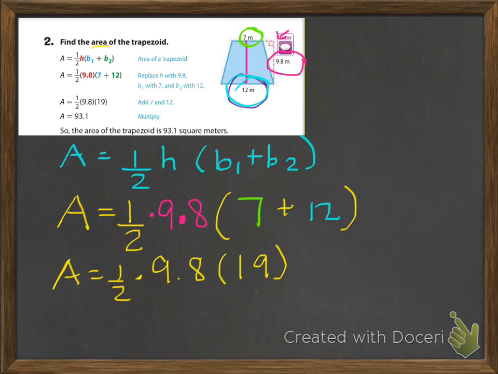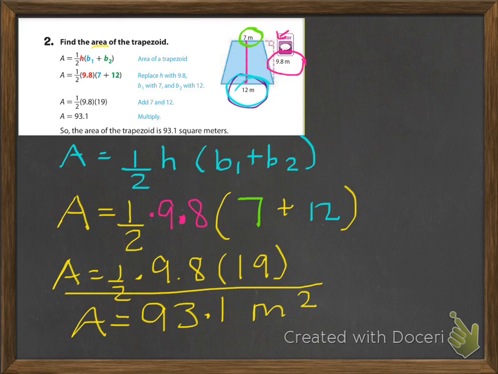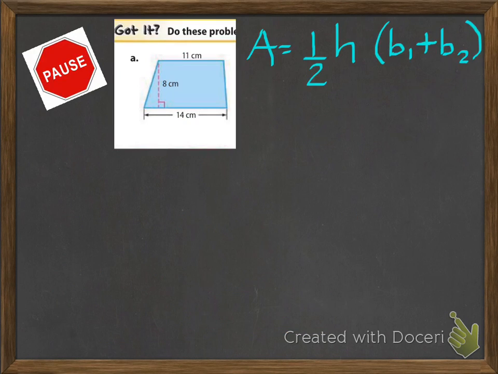So now you can go ahead and multiply that out, and you will get that the area is 93.1, and remember that it's going to be in meters squared, or square meters. Notice on these problems, I have actually already started by writing the formula for you. So you want to make sure that you do the same thing now, and pause the video and go ahead and work through the problem.